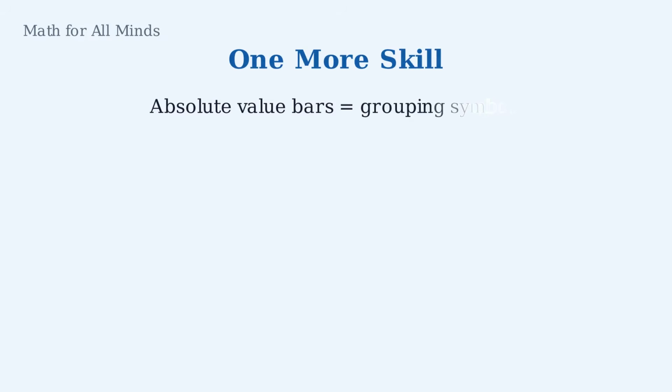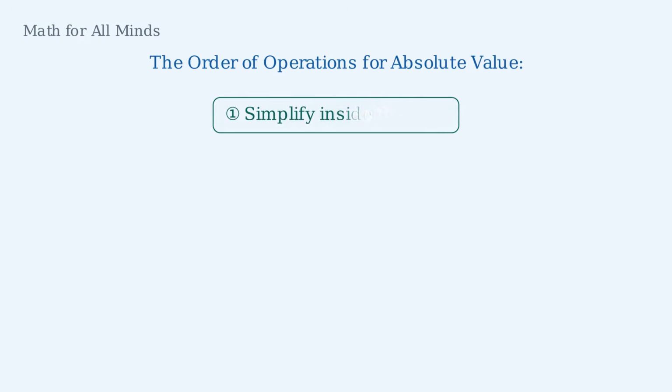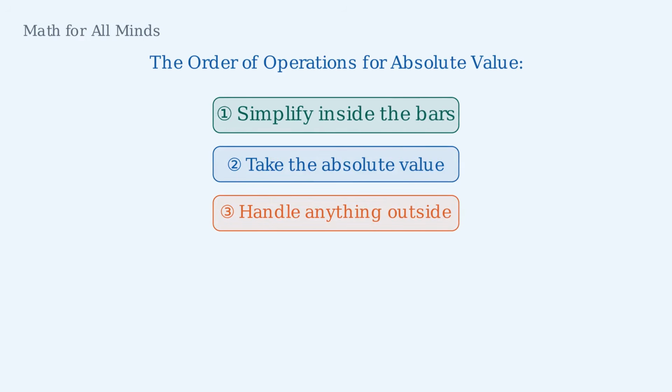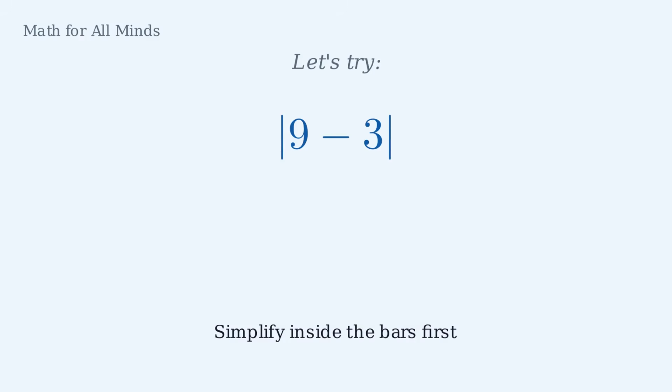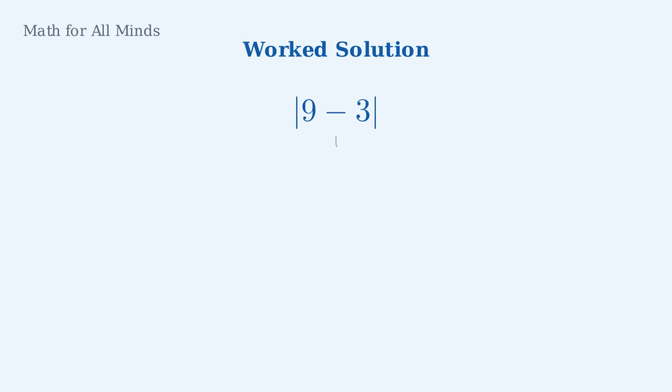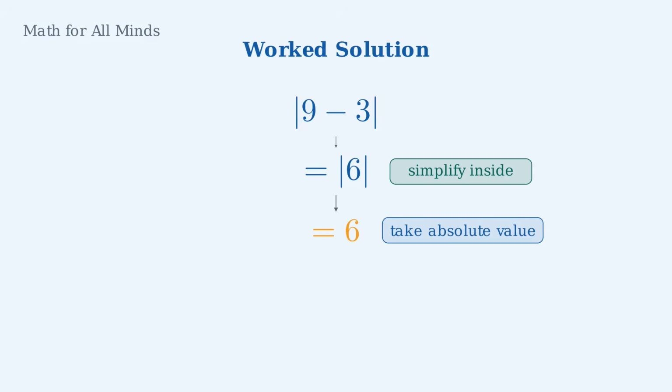One more skill. Absolute value bars work like grouping symbols, like parentheses. We simplify inside first, then take the absolute value, then handle anything outside. Let's try absolute value of the quantity 9 minus 3. Inside first, 9 minus 3 is 6. Then absolute value of 6 is 6. Done.